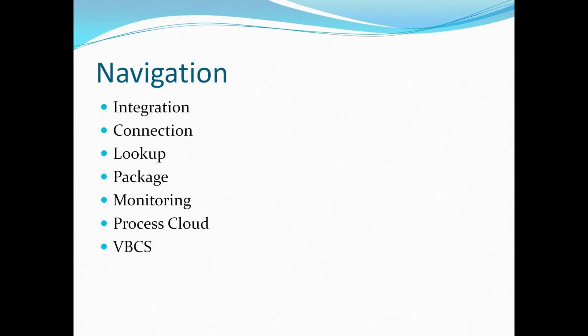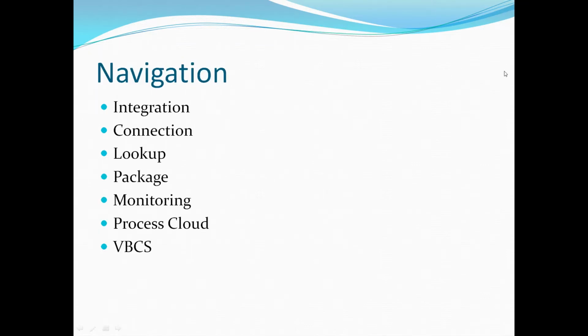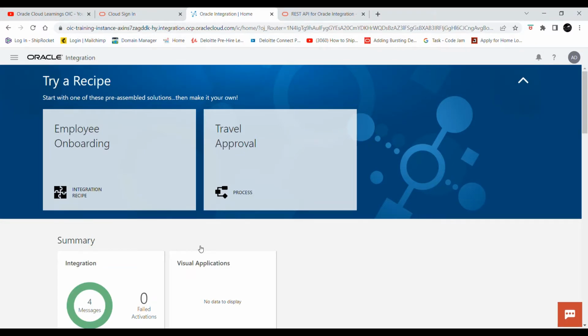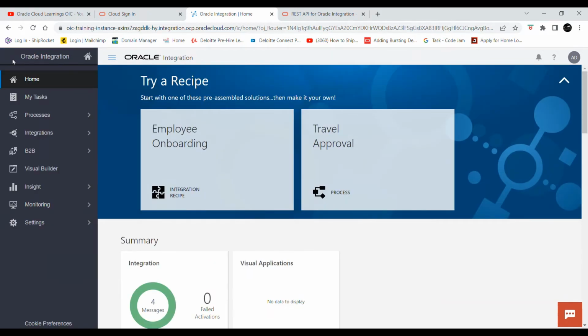Navigation. Let's start with the navigation. So I will be opening the front end. This is the home page in OIC. So let's start with the available list of services. After clicking on this hamburger symbol, we can see the available list of services: processes, integrations, Visual Builder, integration insights. After clicking on integrations, you can see the integrations, connections, lookups, packages, agents, adapters and libraries over here.